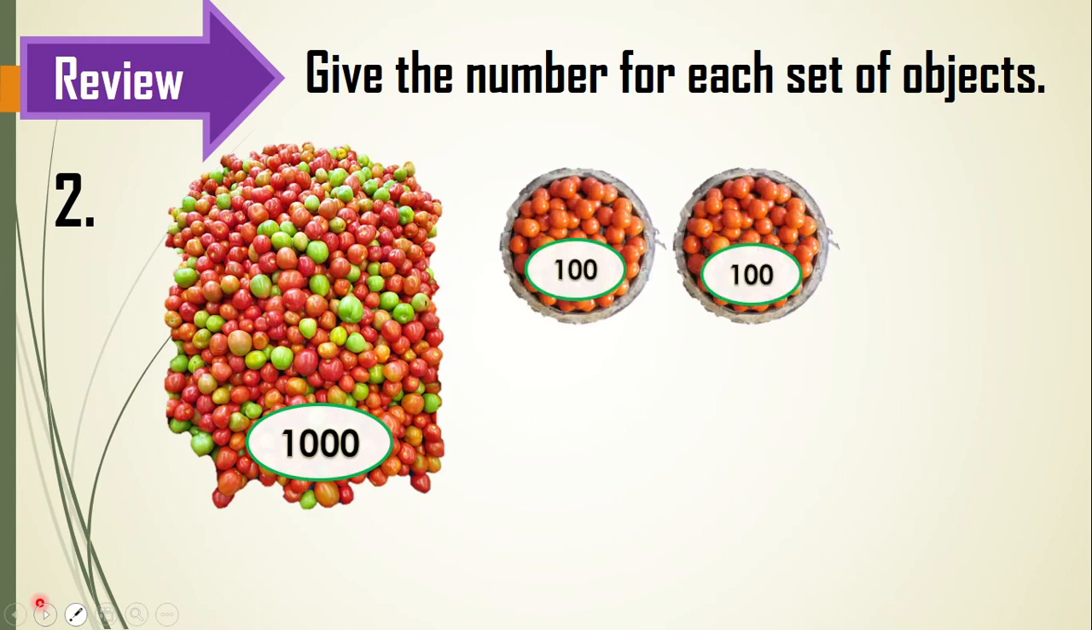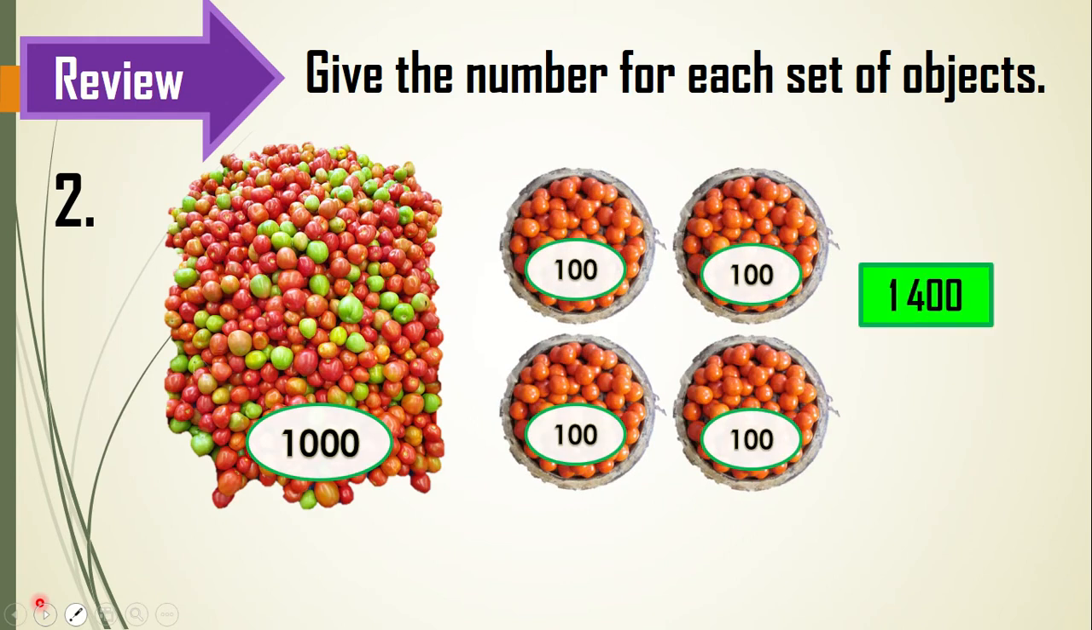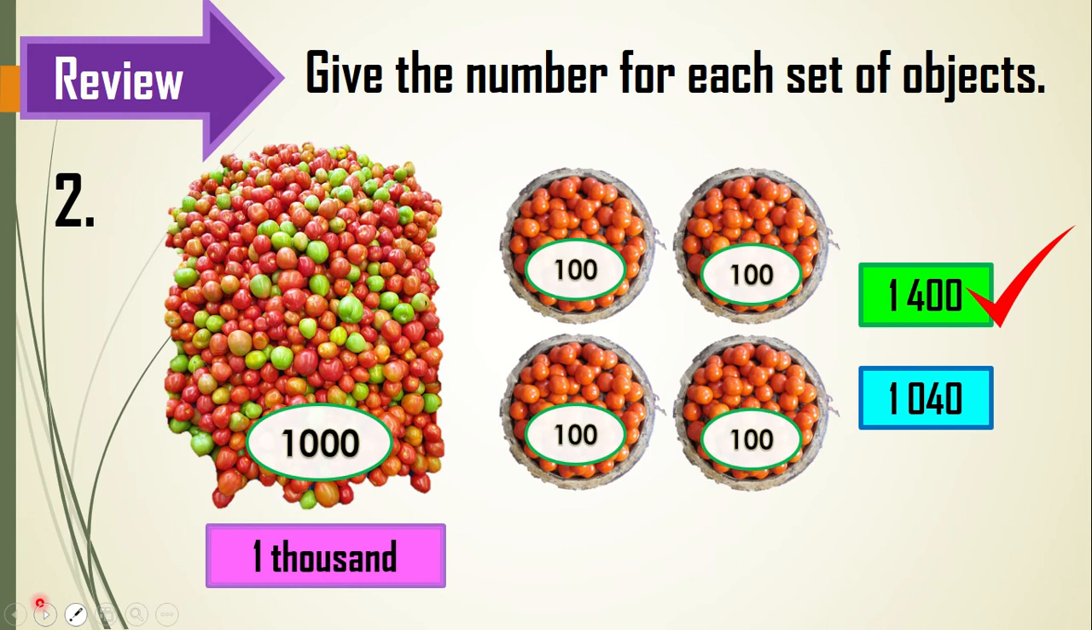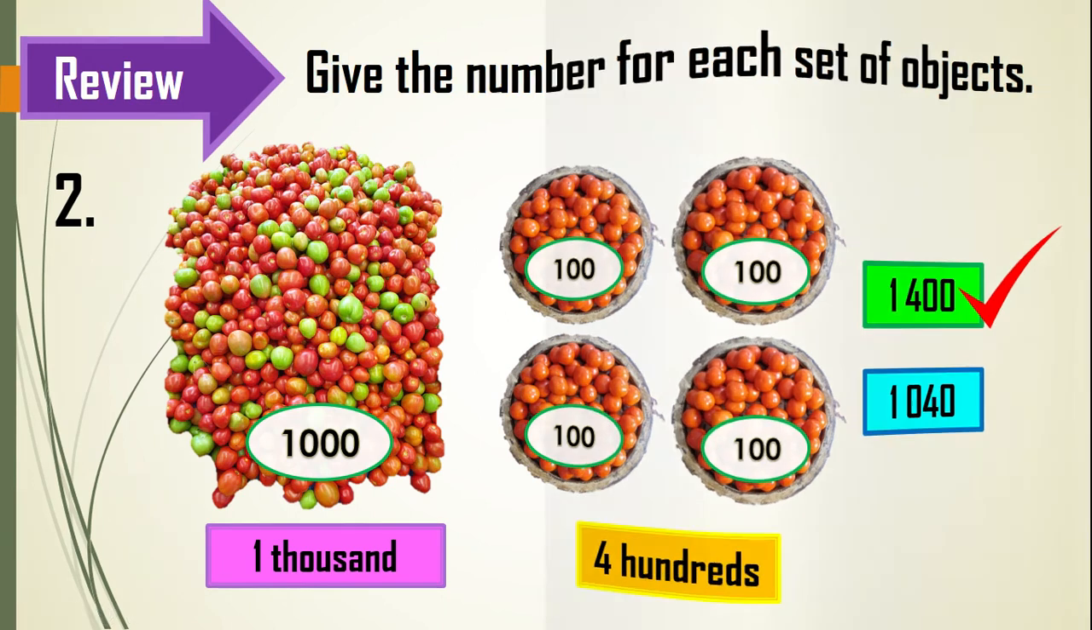Number 2. What number is shown by the set of tomatoes? Is it 1400 or 1040? If your answer is 1400, you are correct. 1000 and 400 is 1400.